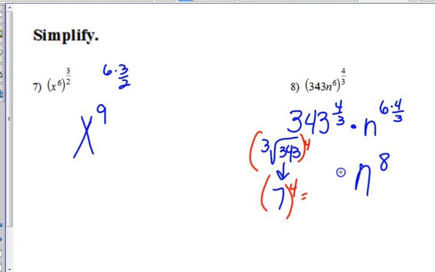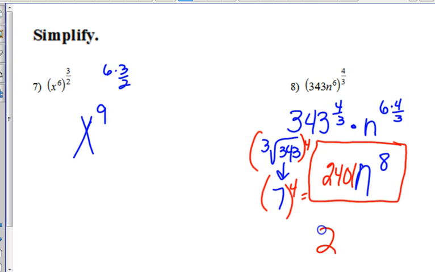I don't know what that is. 2401? Yep. I only know that because I've done this lesson 3 times today. 2401 n to the 8th was our answer. You could have typed 343 to the 4/3, and because it came out nice, your calculator would have done it. Okay.